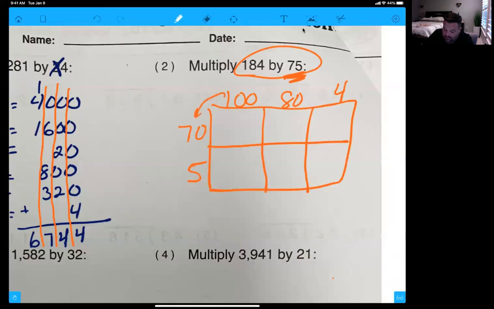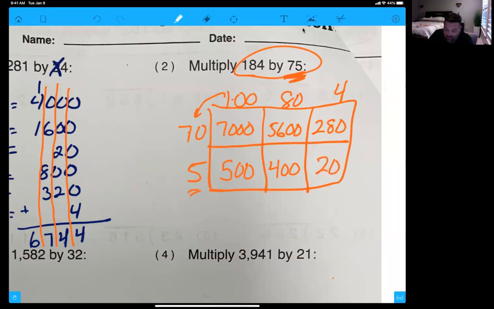So 100 times 70 is 7,000. And I just hope you guys know that it's 7 times 1 and you just count the zeros, right? 100 times 5 is 5 with the 2 zeros. 80 times 70 is 56 with 2 zeros. 80 times this 5 down here is 40 with 2 zeros, or 40 with 1 zero, sorry. The 4 and the 70 is 28 plus 1 zero, and the 4 and the 5 is 20.